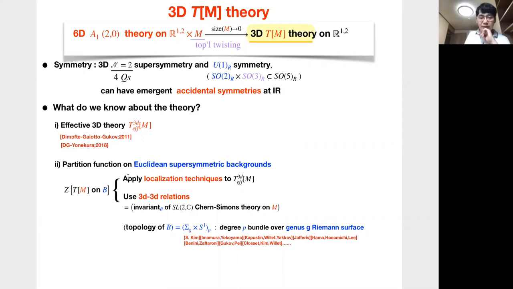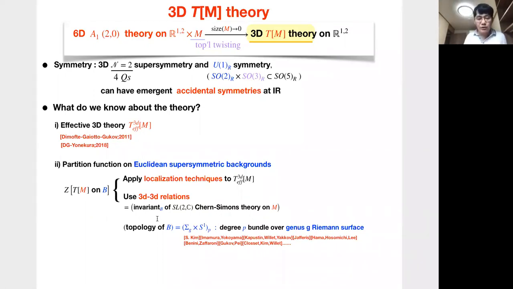But there is a much simpler way to obtain this using the so-called 3D-3D relation, which relates this supersymmetric partition function to some topological invariant of the internal 3-manifold. More specifically, this partition function is related to some invariant of SL(2,C) Chern-Simons theory on the internal 3-manifold. The choice of invariant depends on the supersymmetric background we are considering. So this is the 3D-3D relation.